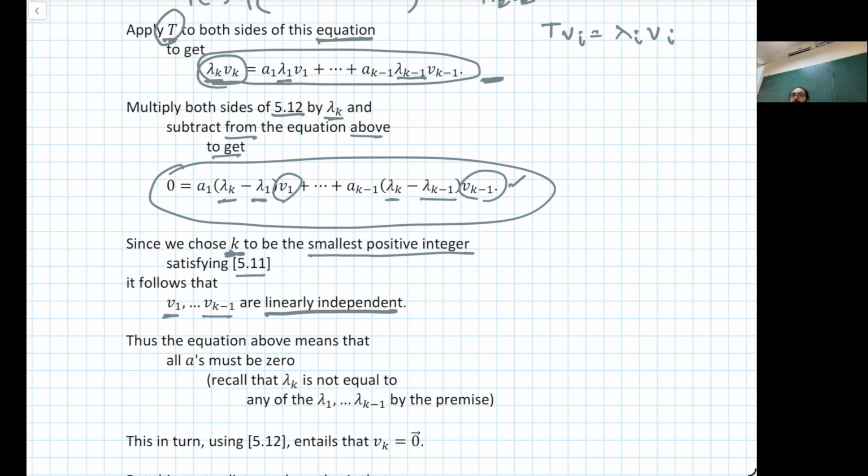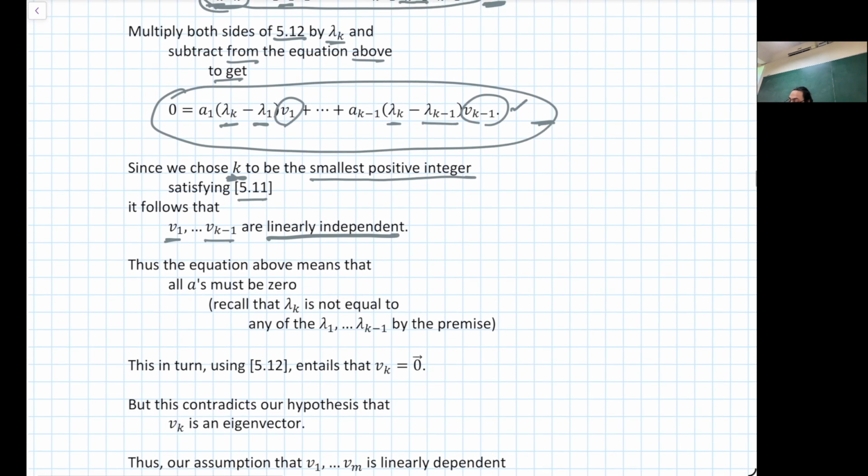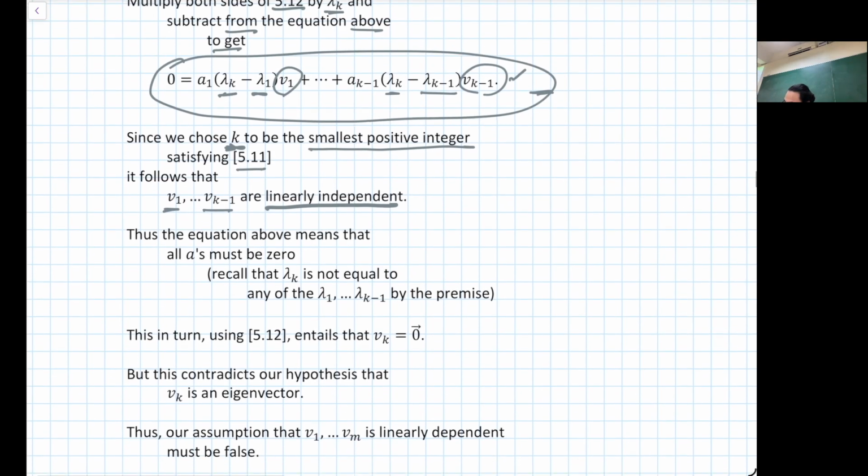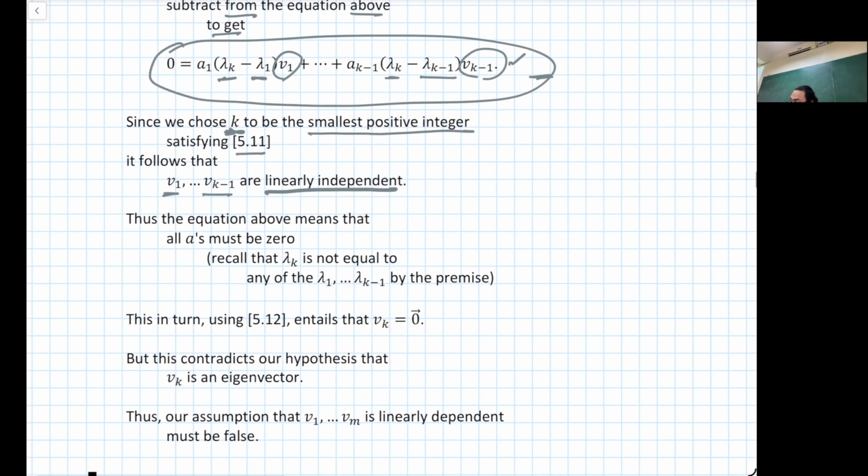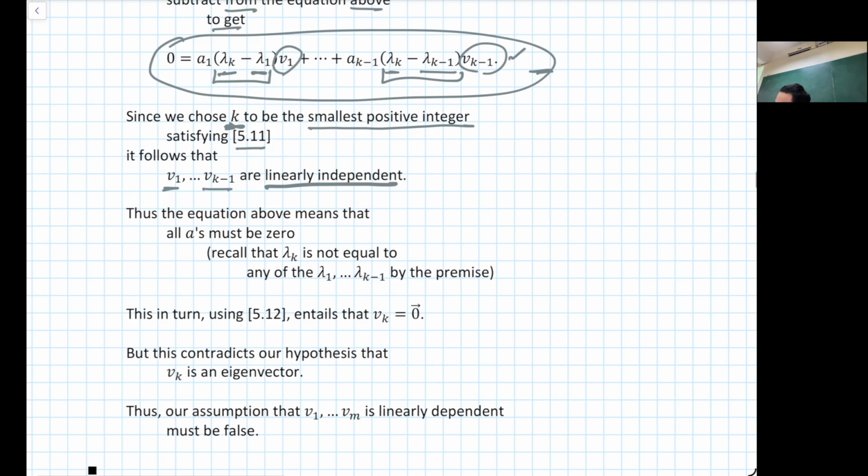But that's a contradiction, because we already assumed that those vectors V1 to Vk minus 1 are linearly independent, correct? So this would give you a contradiction. To not get a contradiction, we have to make sure that all of these coefficients are 0, right?